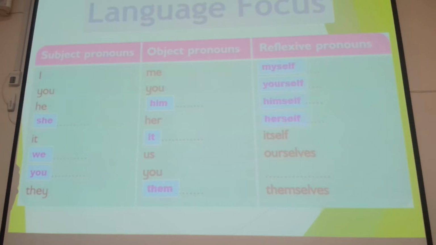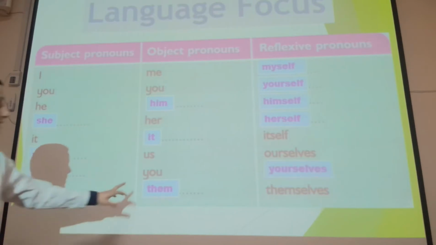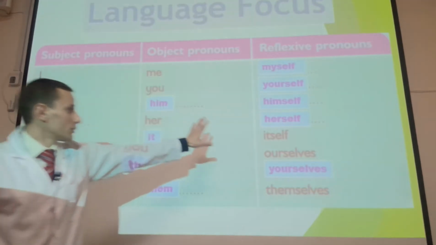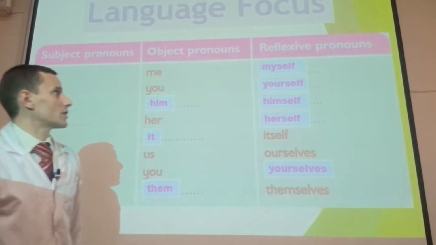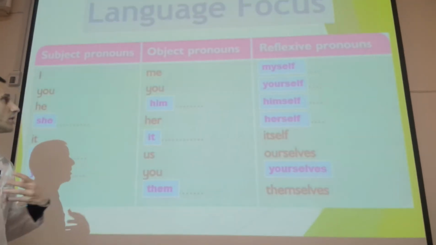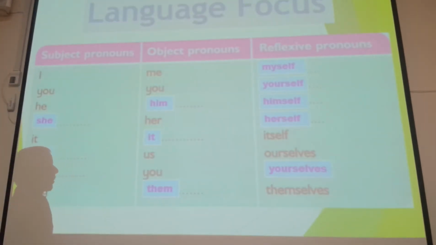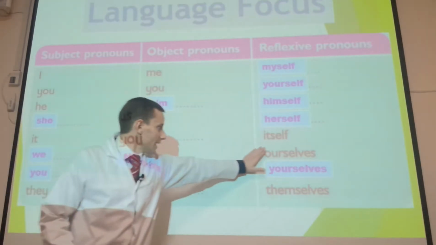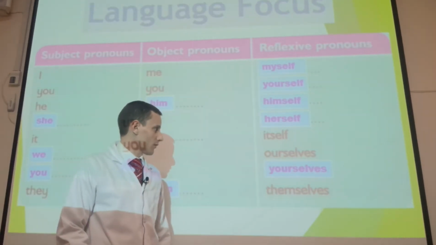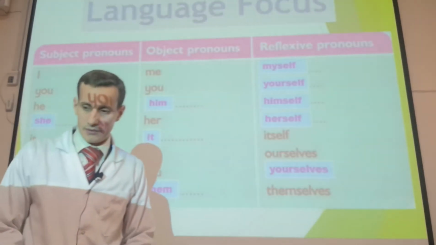it, us, you, them. These are the reflexive pronouns, which talk mainly about the person, himself or herself. Like myself, yourself, himself, herself, itself. And the three last pronouns, they are, of course, what? They are plural. That's right.